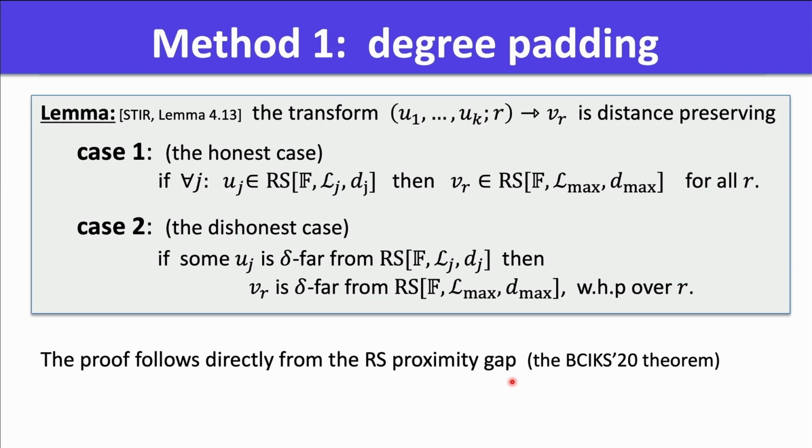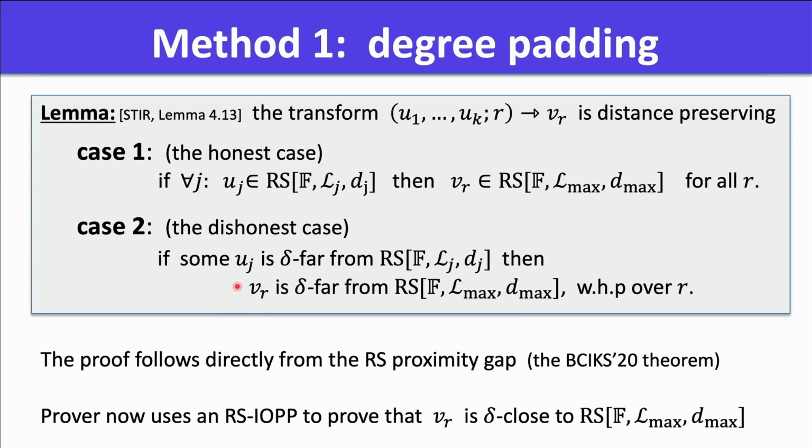And now once the prover has built V sub R, basically the prover and verifier can run a Reed-Solomon IOP of proximity to prove that VR is close to its respective code, and that will prove that all the UJs are close to their respective codes. So this is what we call method 1 for batching FRI proofs.